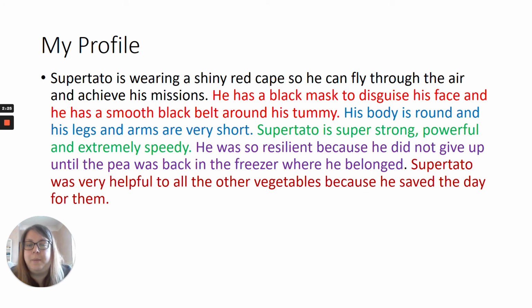Okay, so here is my profile. So I've written, Sue Potato is wearing a shiny red cape so he can fly through the air and achieve his missions. He has a black mask to disguise his face and he has a smooth black belt around his tummy. His body is round and his legs and arms are very short.